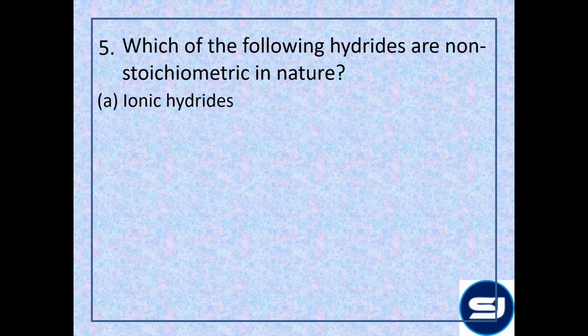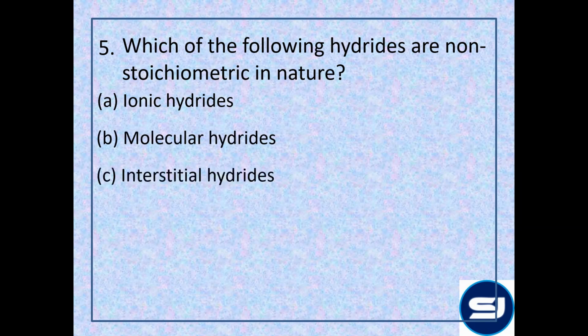ठीक है? So ionic hydrides was the name given to saline only. Molecular was the other name of covalent hydrides. Interstitial was for non-stoichiometric. And covalent is same as molecular. The answer to this is option C. Metallic, interstitial या non-stoichiometric, all are related with D and F block के metallic hydrides. ठीक है?